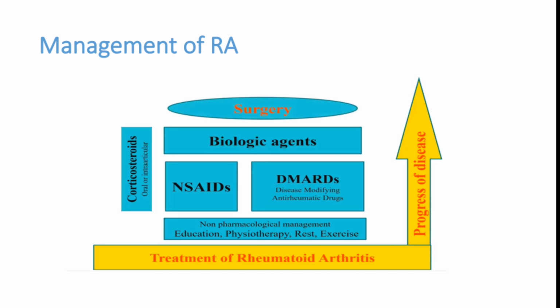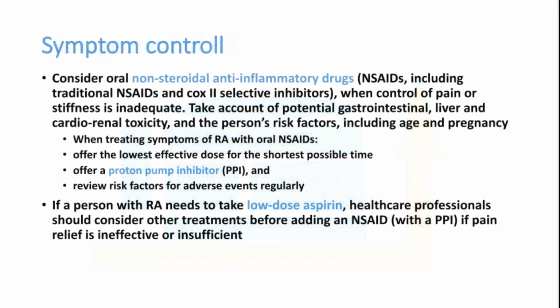Now we can see what treatments are available for rheumatoid arthritis. Once we diagnose the case, we have to give symptom control. The first thing to do is symptom control. The major drugs: we can give either paracetamol 1 gram TID or any NSAID. So a COX-1 or COX-2 inhibitor can be given. That can give anti-inflammatory effect, pain relief, all these things. We should always give proton pump inhibitors along with these NSAIDs.